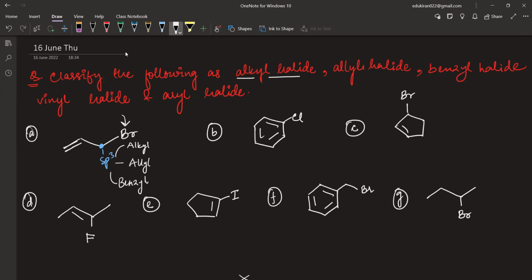Halogen atom connected to sp3, right? And this sp3 carbon is further connected to what? This sp3 carbon is connected to this carbon, and this carbon is having what? Carbon double bond carbon, yes or no? Okay, yes, sir. Got it? Okay, fine, good. What about this carbon? sp3 or sp2? sp2.